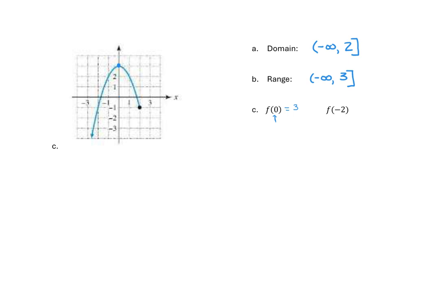All right, we also want f of negative 2. So remember that negative 2 is an x value. We are going to come across to where x is negative 2. And if we come across to where x is negative 2, we're going to go down our graph, and we end up right here. And so when x is negative 2, y is negative 1. And so f of negative 2 is negative 1.